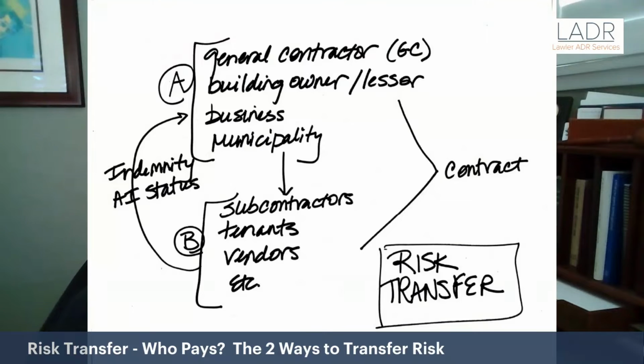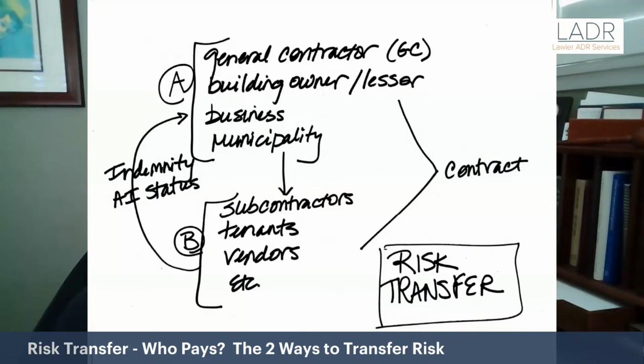Party A, in other words, the one who is going to be indemnified, generally, for sake of examples, will be someone like a general contractor, a building owner, or the lessor of a building. Could be the developer along with the general contractor. It could be any business who hires vendors or uses vendors or has other business relationships for providing services or products, perhaps. And then municipalities. They may be able to claim or be entitled to indemnity or protection from others.